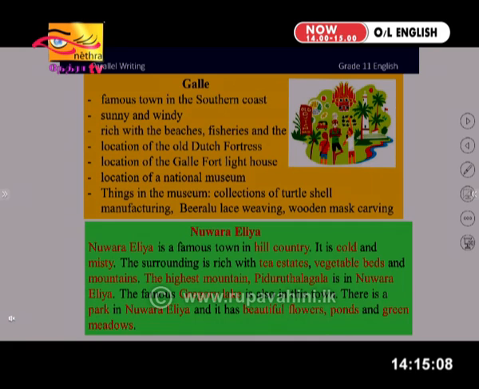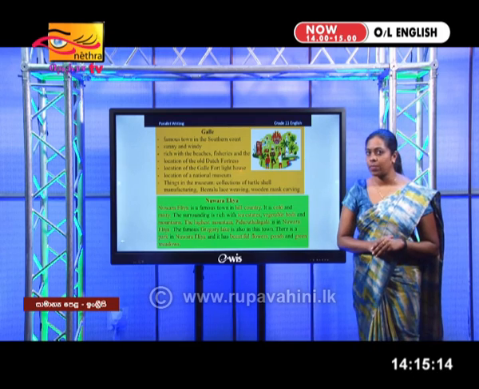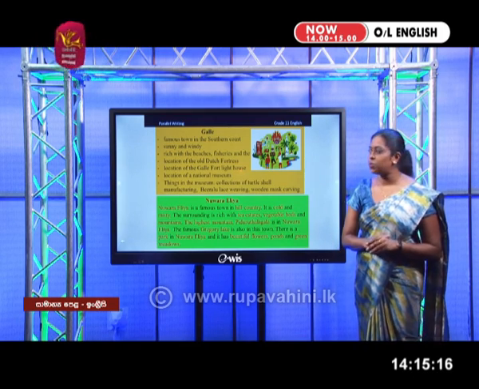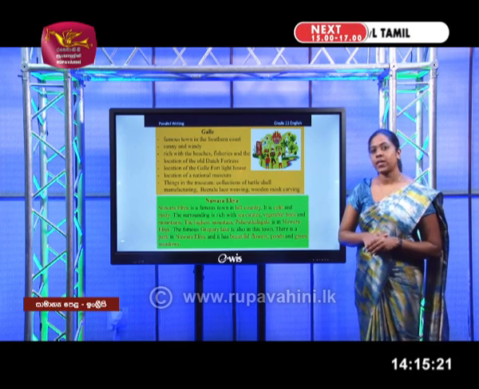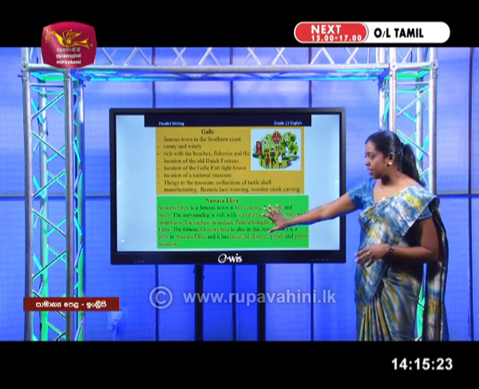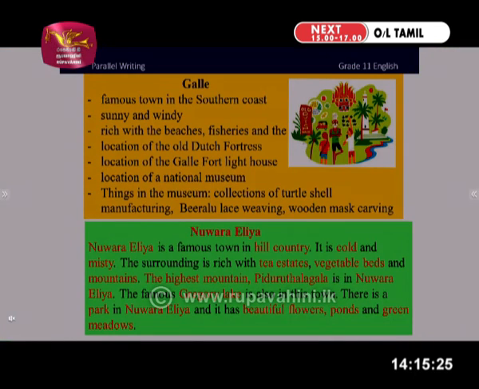Now I have given you my paragraph about Nuwara, at the same time the facts about Galle. What you're going to do is to make use of these facts, and you're going to write a paragraph, something parallel to this one. I'll leave it for a few minutes like this. I think you can work it on your own.